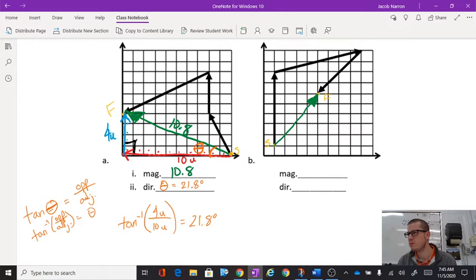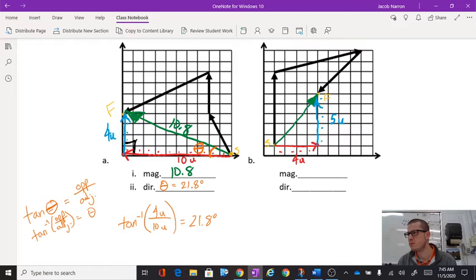Let's look at B. So B, I'm still going to do components, same as before. This one is pointing up and to the right, so it should make sense then that my vectors are going to point up and to the right, like so. My red arrow is 1, 2, 3, 4, so that's 4 units here. My blue arrow is 1, 2, 3, 4, 5, so I'm going to put a 5 over here.